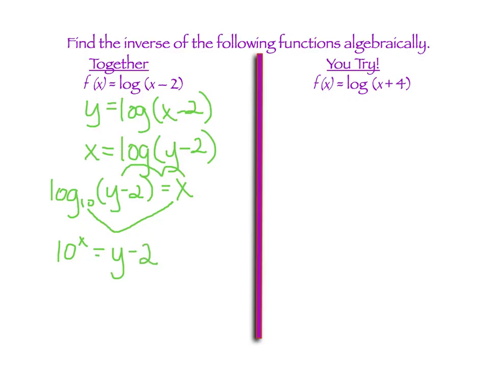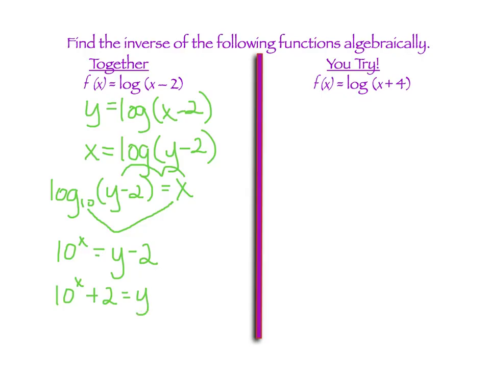Now do you notice that we almost have y all by itself? We almost have it isolated on one side of the equation. All we need to do now is add 2 to both sides of the equation. And when we do that, we will have 10 to the x power plus 2 equals y.